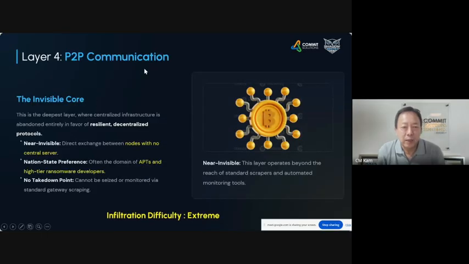Last but not least is the P2P communication. This is more like what I call the invisible core, because it's really node-to-node communication. There's no central server. It's not like WhatsApp, right? You send everything to a central server. There's a WhatsApp server before it's shared with your friends, family, or whatever. There's actually no central server. It's actually node-to-node communication, meaning these are very private communications, right?